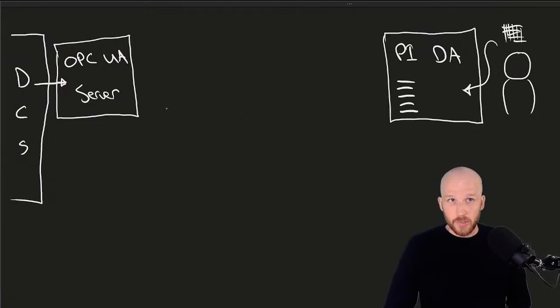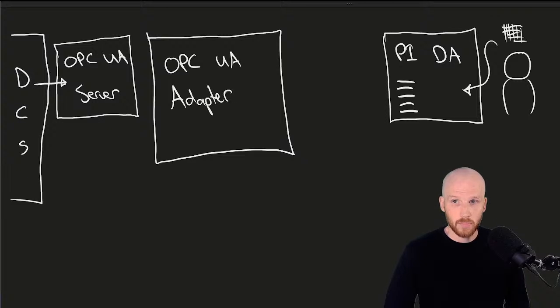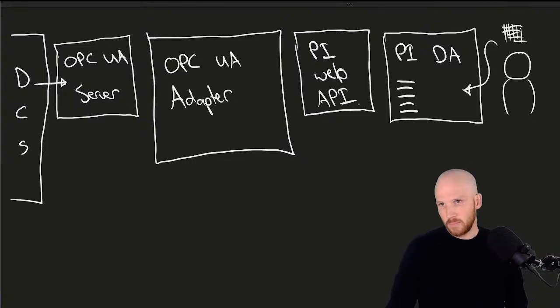Here, we're going through adapters. So here, we're going to configure an adapter. This will be the Pi adapter for OPC UA, the OPC UA adapter. And it is going to write to the Pi data archive through Pi Web API. This is our little chain here.